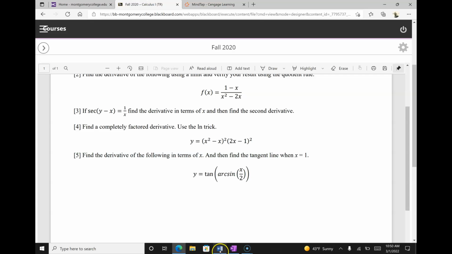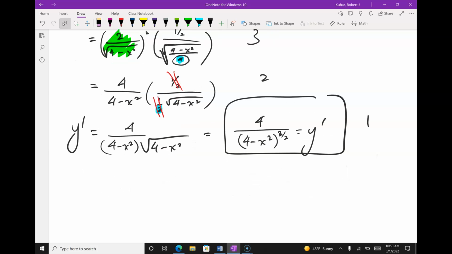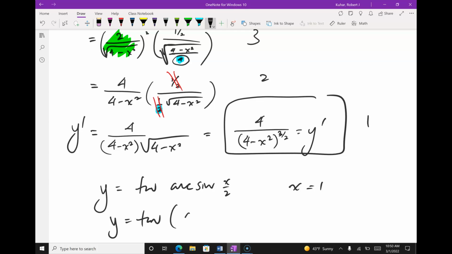Let's get our tangent line at 1 because you all need help on this. All right, so the original function was what? Tan of the arcsine of x over 2. And I had x equals 1. What's y equal? It's the tan of the arcsine of 1 over 2, right? What's the arcsine of 1 over 2? Pi over what? Very good, class. Pi over 6. What's the tan of pi over 6? Thank you, square root of 3 over 3.